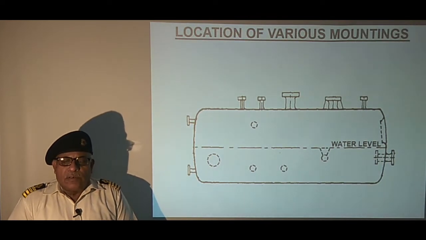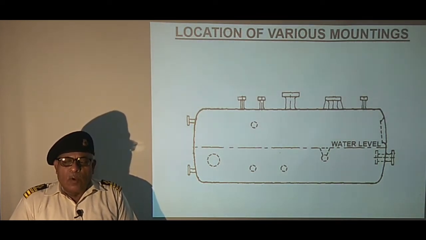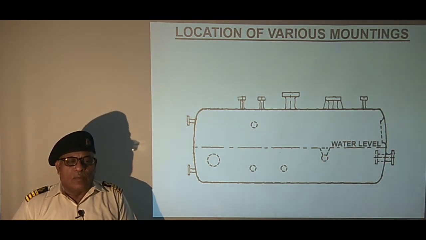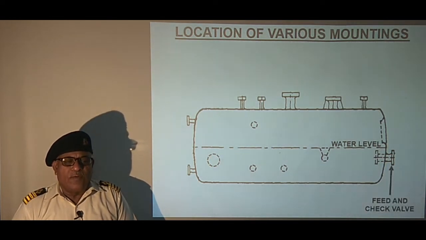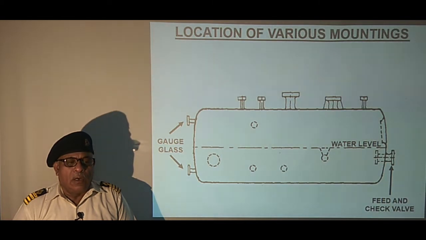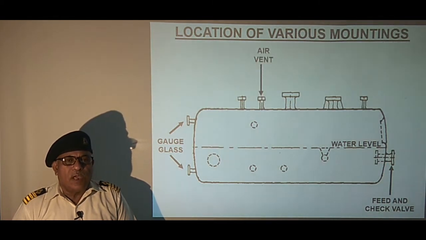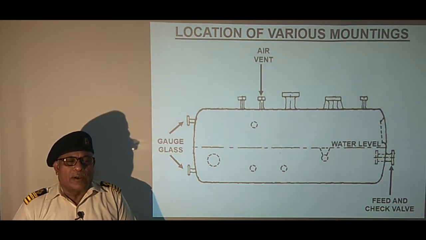This sketch is of a steam drum of a water tube boiler. Let's see the location of various mountings equipped on this drum. We have the feed and check valve. We have the gauge glasses to monitor the water level. We have the air vent to release the air while raising the steam or admitting the air when shutting down the boiler.